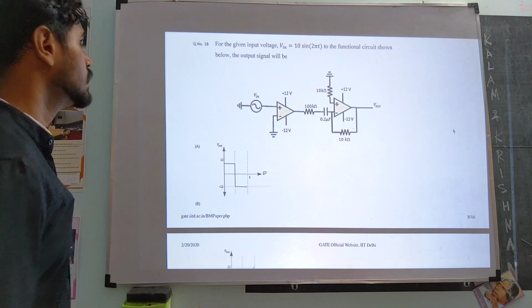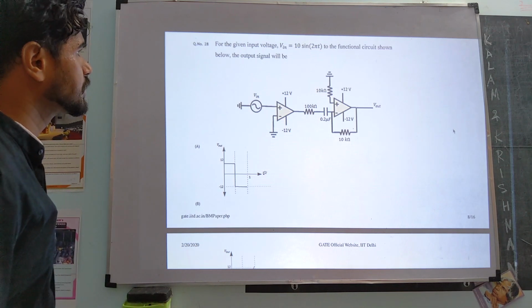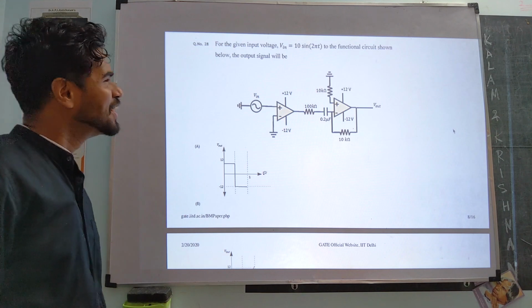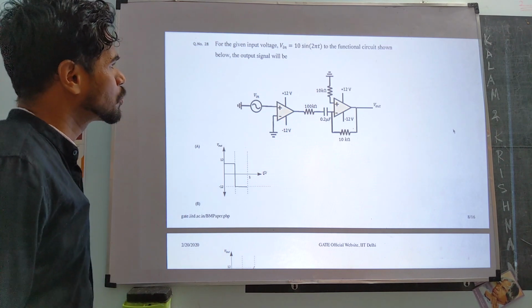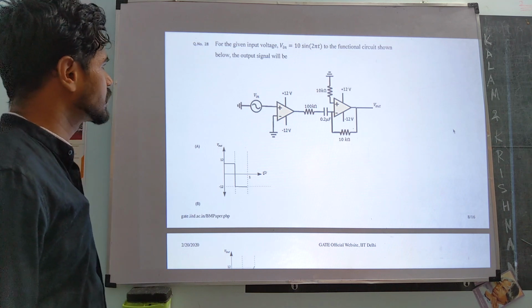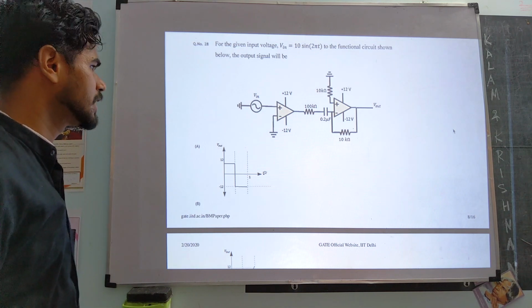28th question. For the given input voltage, Vin is 10 sin 2 pi t, to the functional circuit shown below. The output signal will be.